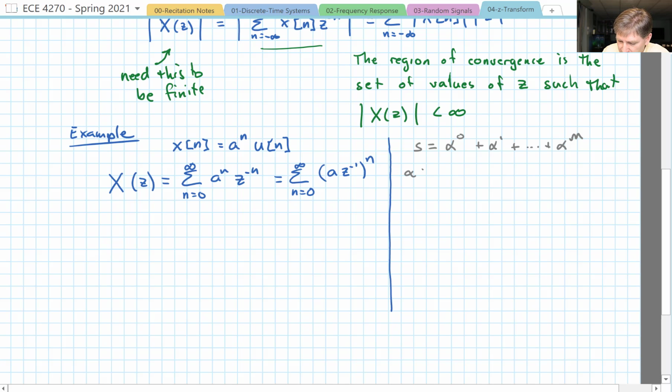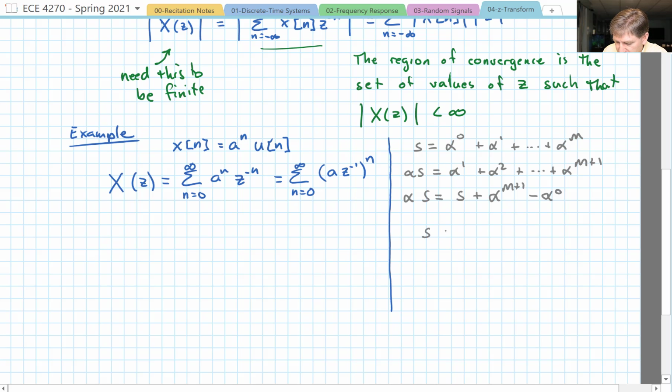Then if we write alpha S, we get a sum of powers now up to alpha m plus 1. Most of these terms are in S. So this is equal to S plus alpha to the m plus 1, because that's a new term. And S also includes alpha 0, so we need to subtract it off. Okay, now we can solve for S.